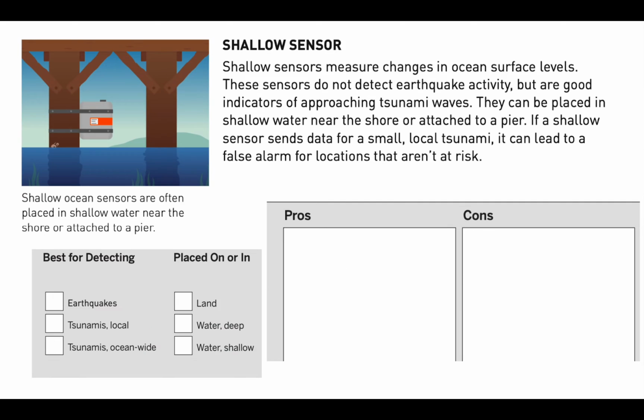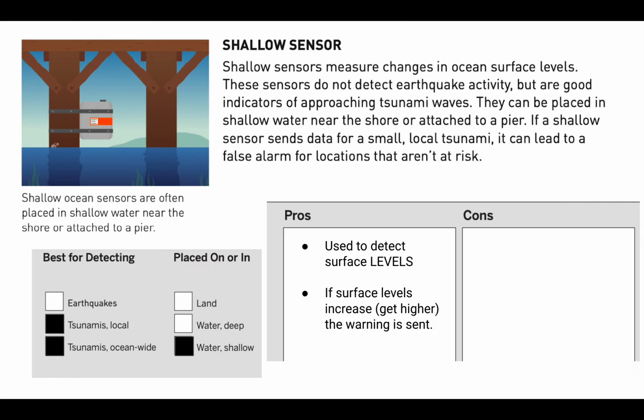Okay, the next sensor is a shallow sensor. And these are best for detecting any tsunami, so local and ocean-wide. And they are placed only in shallow water. So pros, they're used to detect surface levels. And what I mean by that is if the surface level increases, so if the height of the water increases, then a warning is sent.